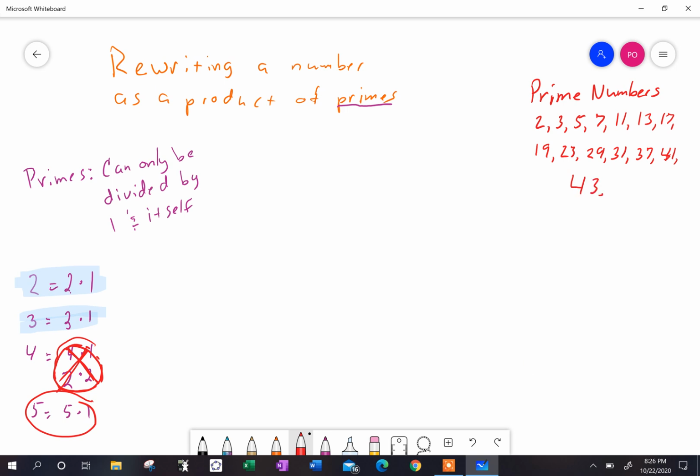So, these are prime numbers. And they go on forever, by the way, just in case you were wondering. So don't try to write them all.